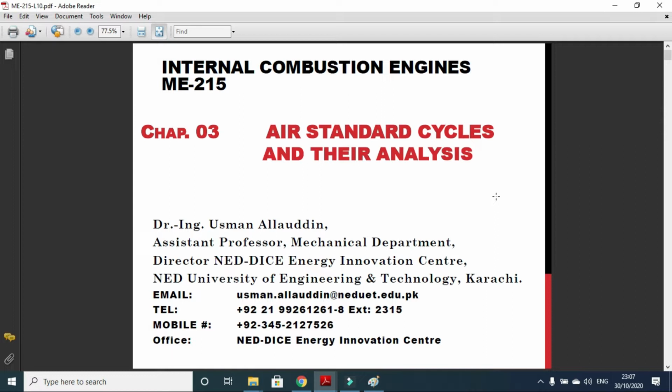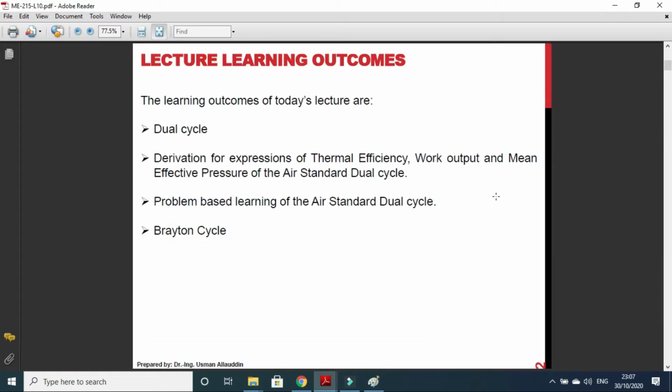So today is the last lecture on chapter number 3, air standard cycles and their analysis, of the Kennison book. These are the learning outcomes of today's lecture. In today's lecture, we will study the dual cycle. We will derive the expressions of thermal efficiency, work output, and mean effective pressure of the air standard dual cycle. Then we will do the problem-based learning of the air standard dual cycle.